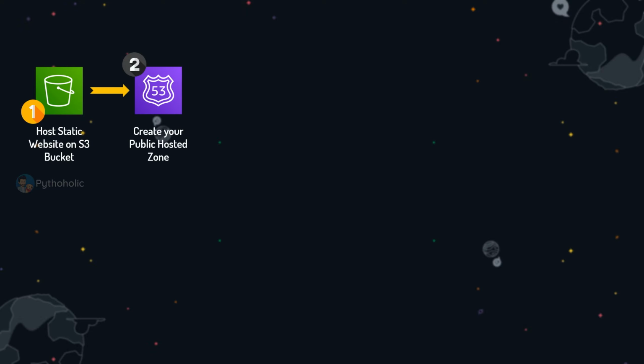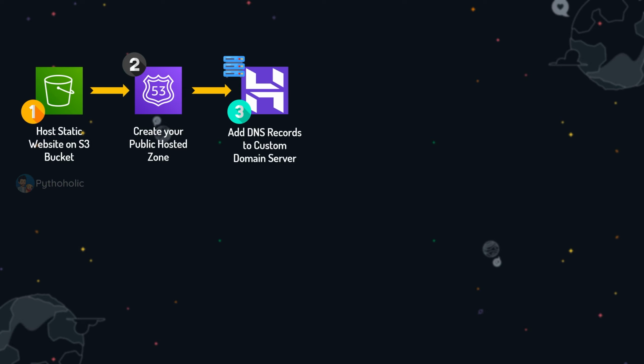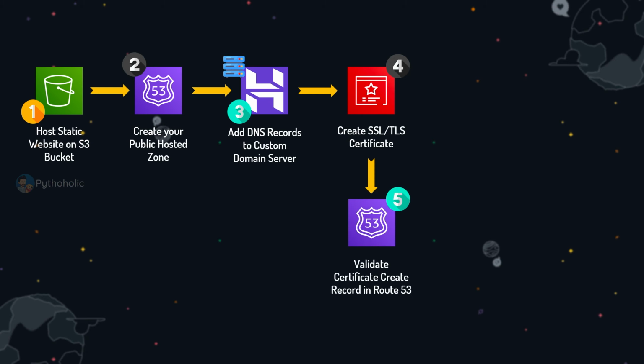In order to have our own custom domain, we need to create our own public hosted zone and add the DNS servers to our custom domain server settings, which could be Hostinger or GoDaddy or any other site where you purchase your domain. Next, we'll create our SSL TLS certificate and add the CNAME record on Route 53 to validate the certificate so that it gets issued.